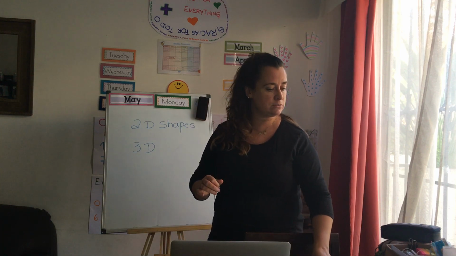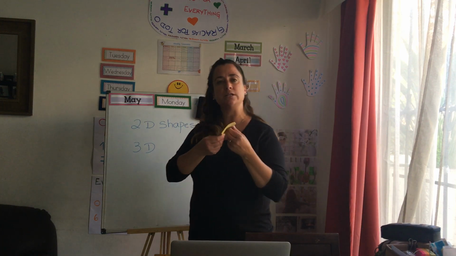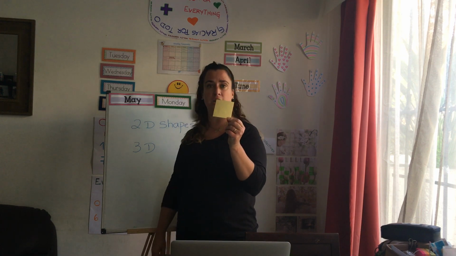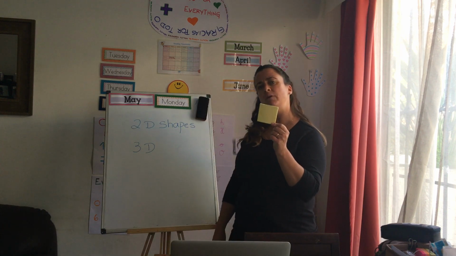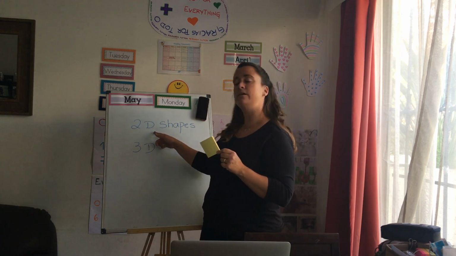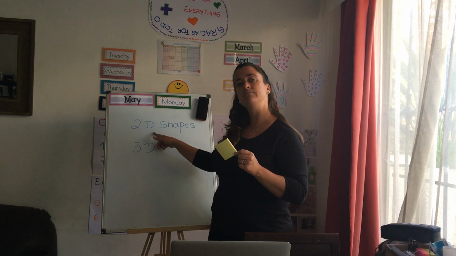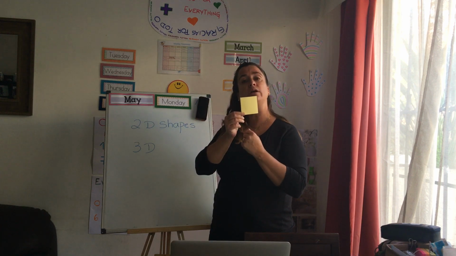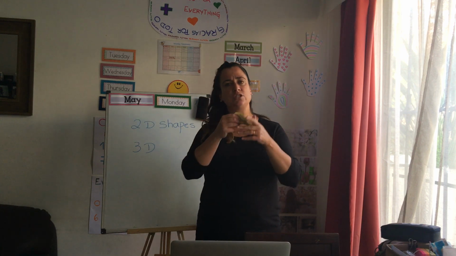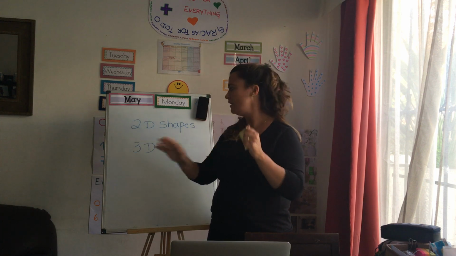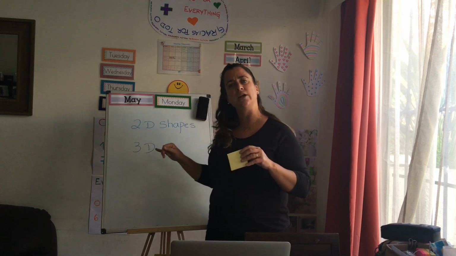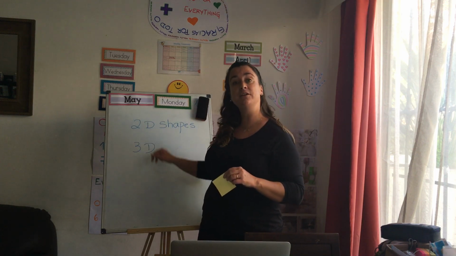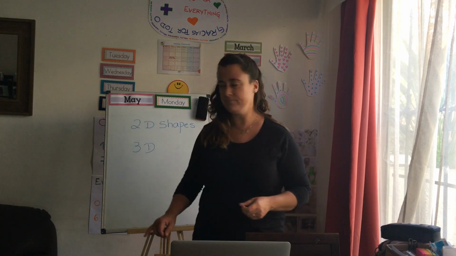What about my Post-its? My Post-its have a definite shape. What is the 2D shape for my Post-its? Squares, right? If I see it like this, it's a square. But if I have to touch it and grab it and name it as a 3D shape, it would be a cube. You see, again, different namings.